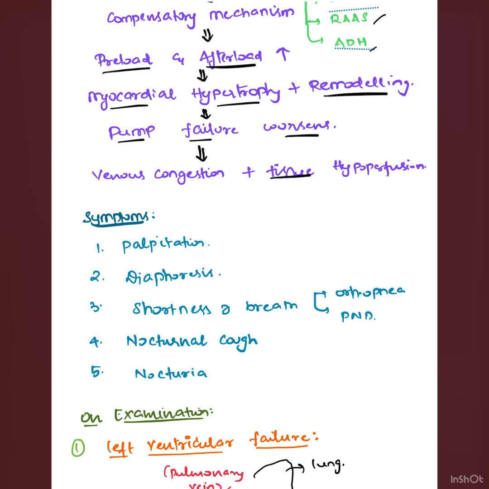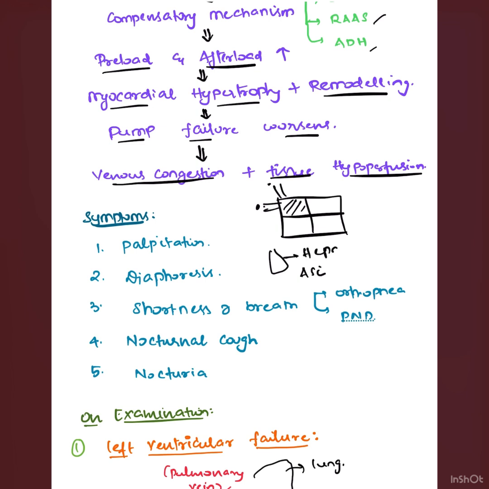So what is venous congestion? This is the heart, and here the SVC and IVC will be there. Suppose this is right ventricular failure. When right ventricular failure occurs, there is pooling of blood, so the pressure in the SVC and IVC increases. So what is happening here? Hepatosplenomegaly occurs, and ascites in the abdomen also occurs, along with hepatomegaly. So this is venous congestion.